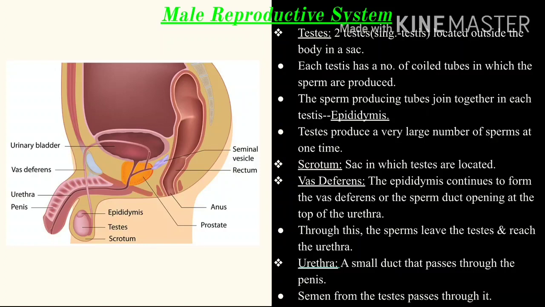Just see all the parts, see the diagram. There is given the urinary bladder, vas deferens, which we have already discussed, urethra, penis, testis, scrotum, epididymis. These are all the parts of the male reproductive system.